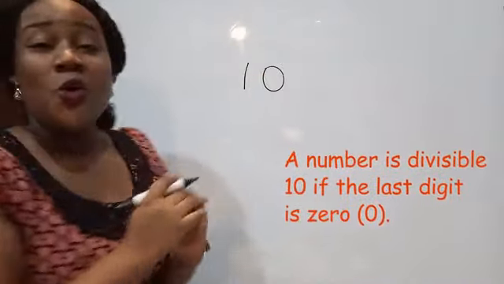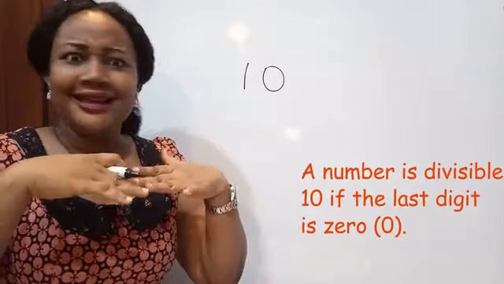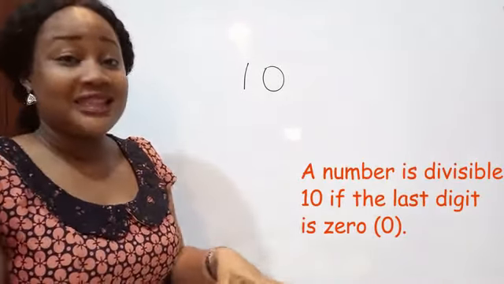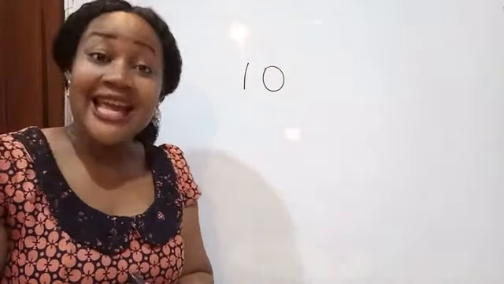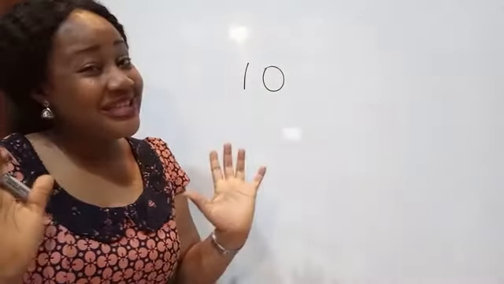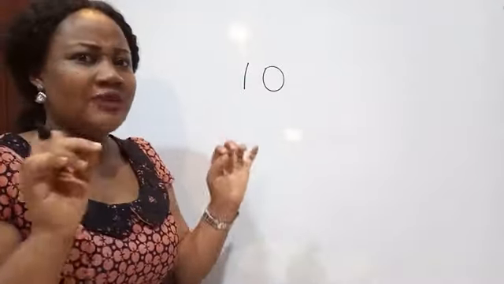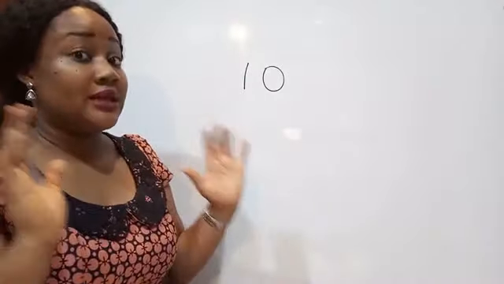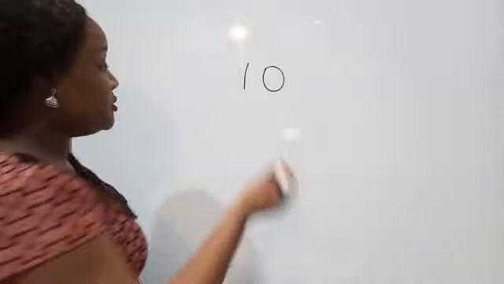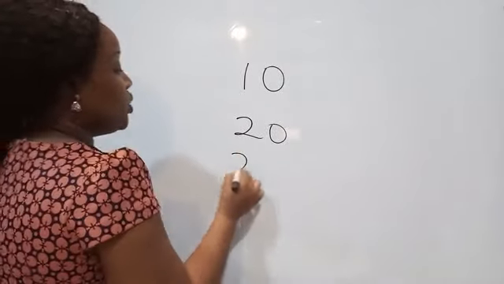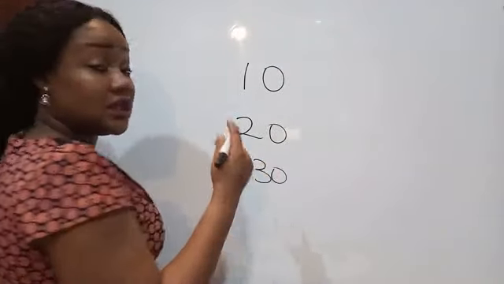Then the very interesting one: how to find out if a number is divisible by 10. Once the last digit is 0, the number is definitely divisible by 10. Very easy. Very, very easy. I just love this part. If it ends with 0, it is divisible by 10. For example, of course, you know 20 is divisible by 10. 230 is divisible by 10.